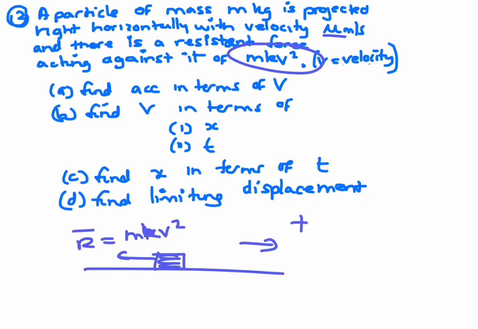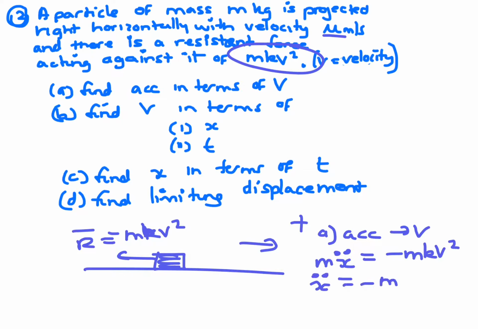Okay, so part A. Find the acceleration in terms of v. So mass times acceleration will equal the sum of all the forces. The resistance force is actually negative, so it's negative mkv squared. So the acceleration is minus k, because the m's will cancel out, v squared.